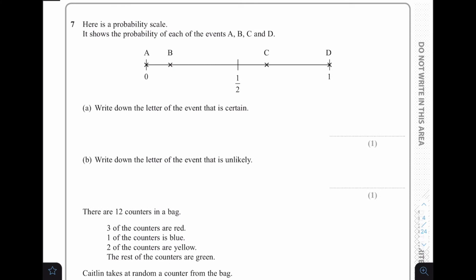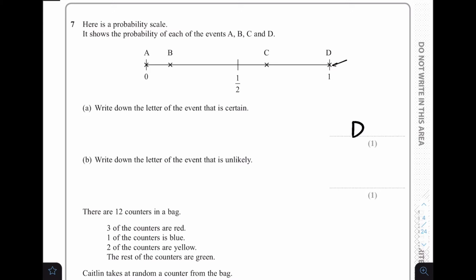Question 7. Here's a probability scale. It shows the probability of each of the events A, B, C, and D. So as you can see on the probability scale there's A, B, C, and D at various parts of the scale, showing various probabilities. We want to write down the letter of the event that is certain. So for an event to be certain, it means that the probability of it has to be 1. And if you just look at the diagram that we have here, we can see D has probability 1, which means D is the only event here that is certain to happen.